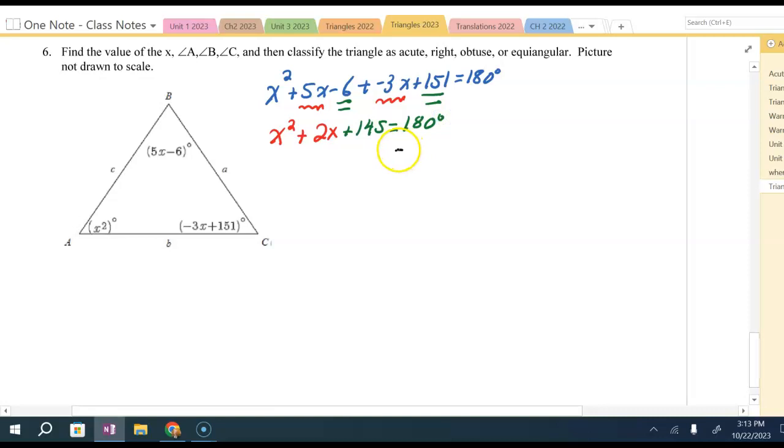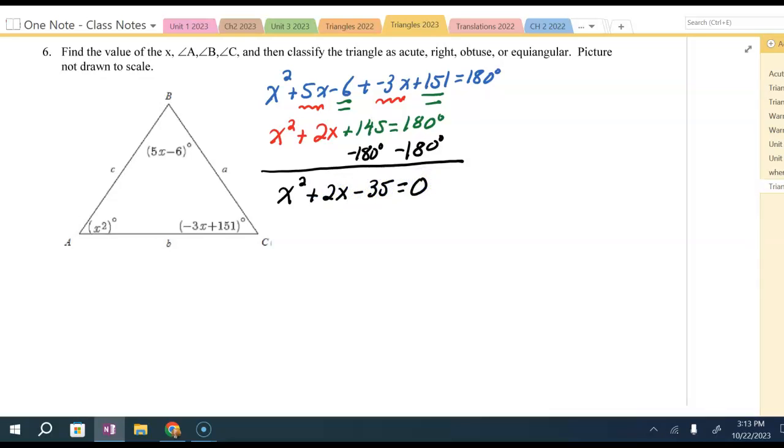In the warm-up, we talked about you have to subtract 180. Because there is a b term from last year, we need to set this equation equal to 0. So x squared plus 2x minus 35 is equal to 0. And then we discussed what two numbers multiply to negative 35 and add to 2 as the method of factoring. So I'm going to write that down.